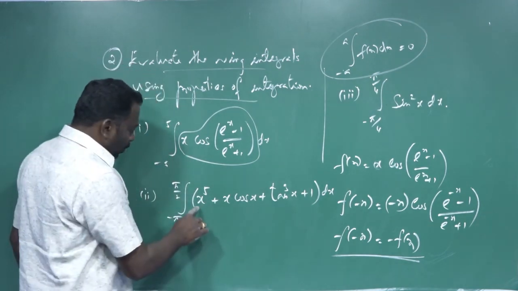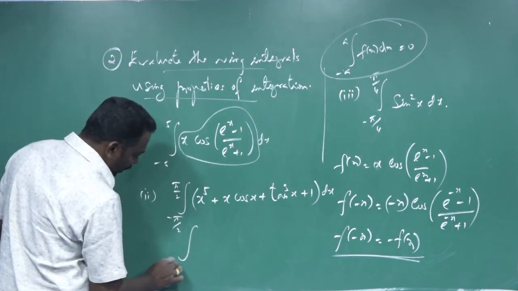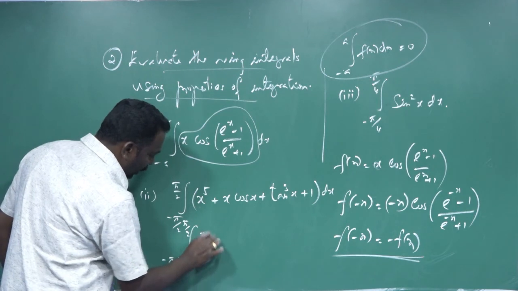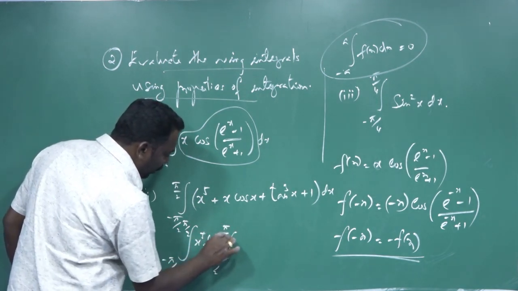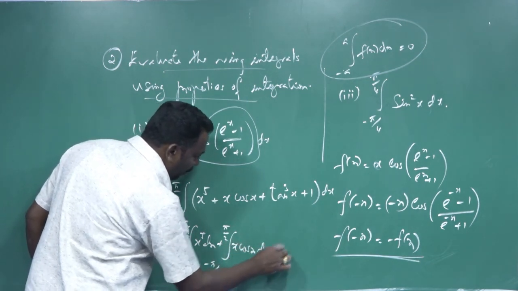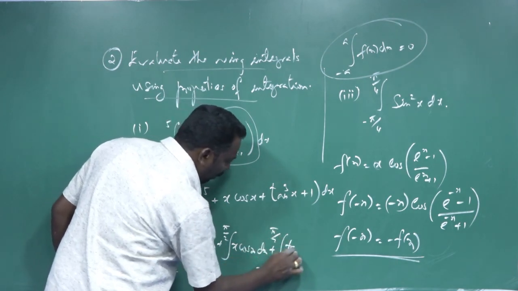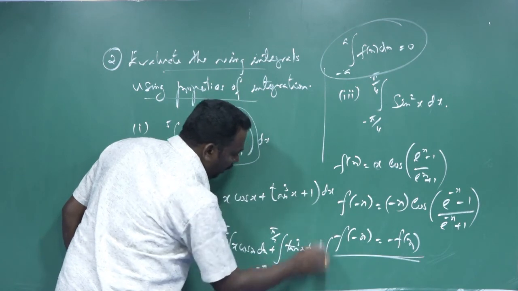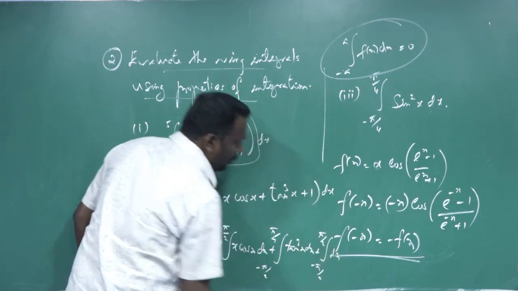For this one we have to separate the integration: integral minus pi to plus pi of 2 x power 5 into dx, plus integral minus pi by 2 to plus pi by 2 of x into cos x into dx, plus integral minus pi by 2 to plus pi by 2 of tan power 3x into dx, plus integral minus pi by 2 to plus pi by 2 of 1 into dx.